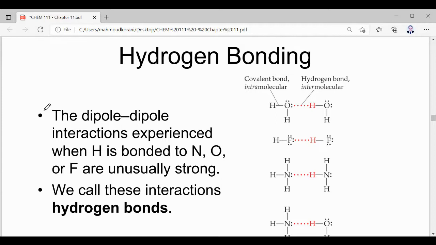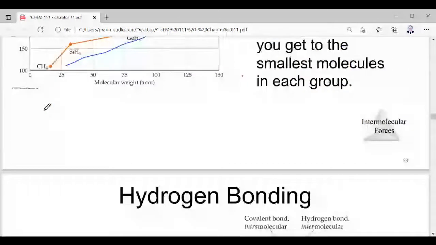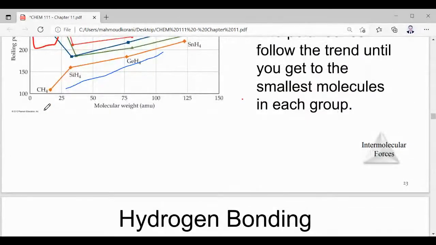We have discussed together three types of intermolecular force: the London force, dipole-dipole interaction, and ion-dipole interaction, and the last one is hydrogen bonding. Okay, hydrogen bonding, just let me tell you something. Actually, hydrogen bonding is a dipole-dipole interaction.